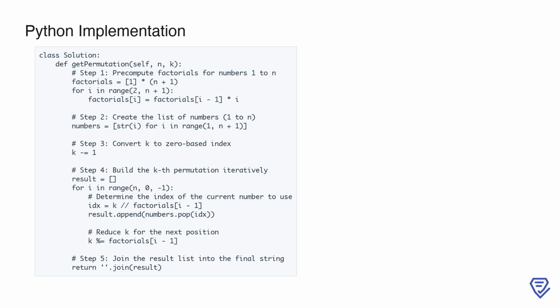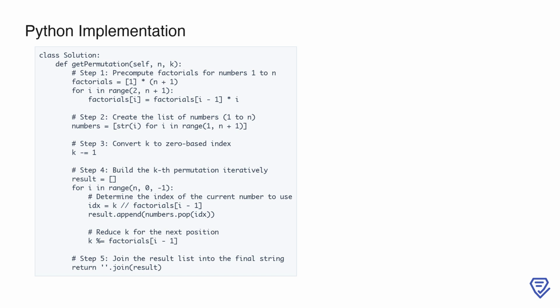This list will be modified as we select digits for the kth permutation. 3. Zero-based index adjustment. Since permutations are typically indexed from 0 in programming, we adjust the given k by subtracting 1. 4. Iterative selection. Starting from the highest position, n, we determine which digit to pick for the current position using the formula idx equals k // factorials[i-1]. This index is used to extract the appropriate digit from the numbers list. After extracting the digit, we update k using k %= factorials[i-1], to prepare for the next iteration.